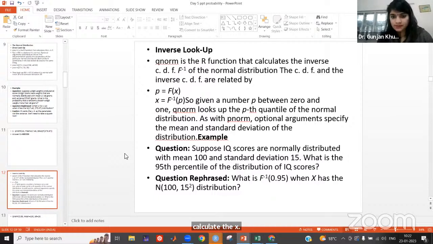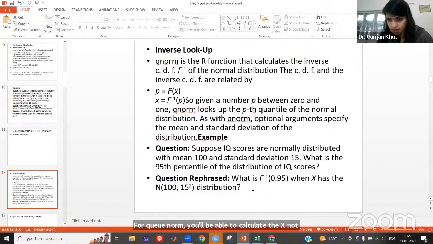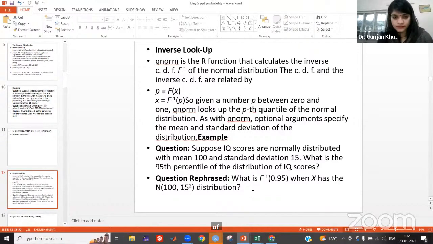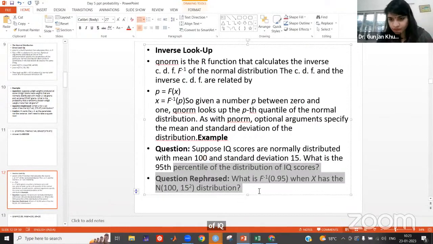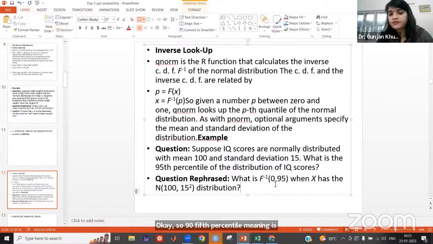For example, the question is, suppose IQ scores are normally distributed with mean 100 and standard deviation 15. What is the 95th percentile of the distribution of IQ scores? So what does 95th percentile mean? You have to calculate capital F inverse 0.95 when X has this distribution.